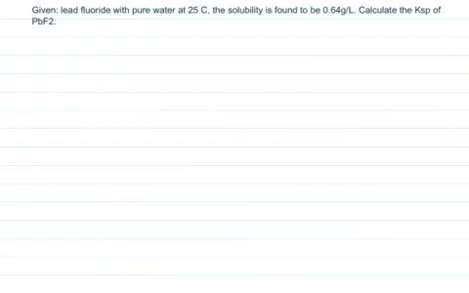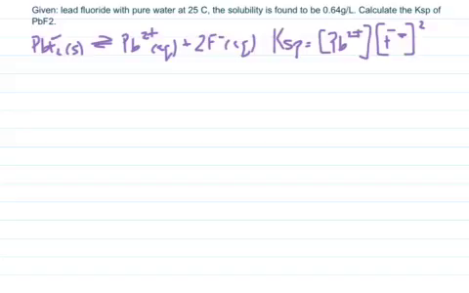So if you were given lead fluoride with pure water at 25 Celsius, the solubility is found to be 0.64 grams over 1 liter. Now I want you to calculate the Ksp for lead fluoride. Now what's the first thing you need to do? Write the equation and find the Ksp expression. So let's do that. So I get lead fluoride becomes lead ion and 2 fluoride ions.